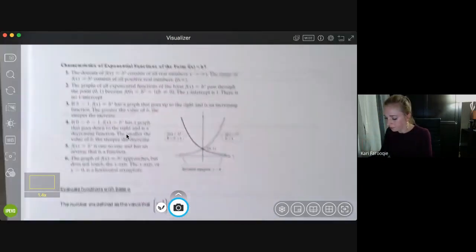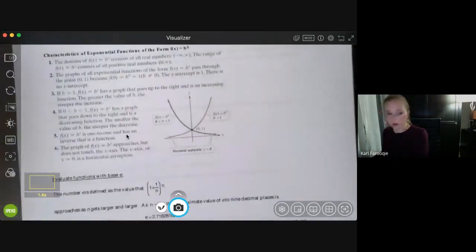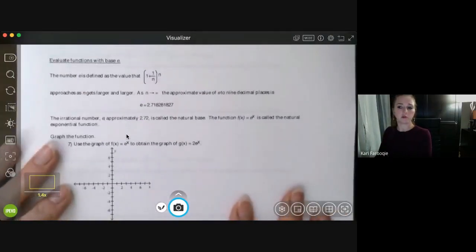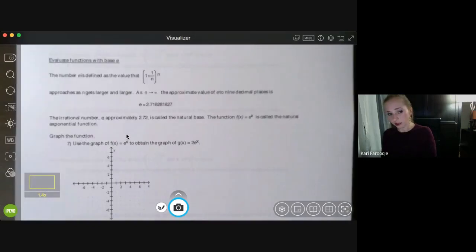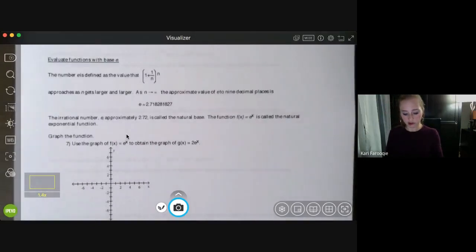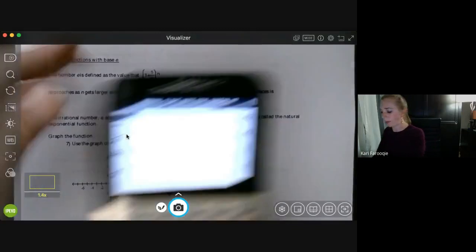Now, let's switch this up a little bit and talk about functions with a base of e. Now, e is this transcendental number. You can always get it in your calculator.